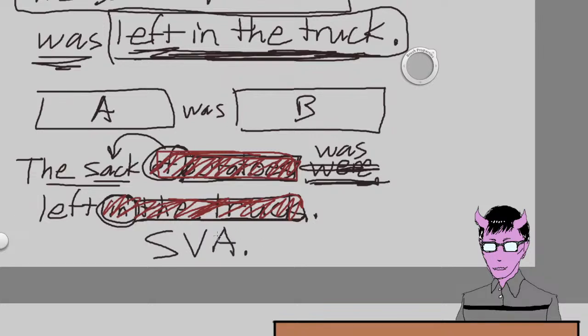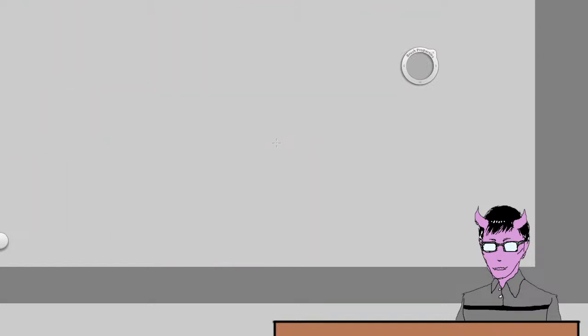So that is the complete sentence construction, and you want to make sure that if this one has an S, then this one doesn't have an S. If this one has an S, then this one does not have an S. Isn't that wonderful? All right, let's do some more of these ones.